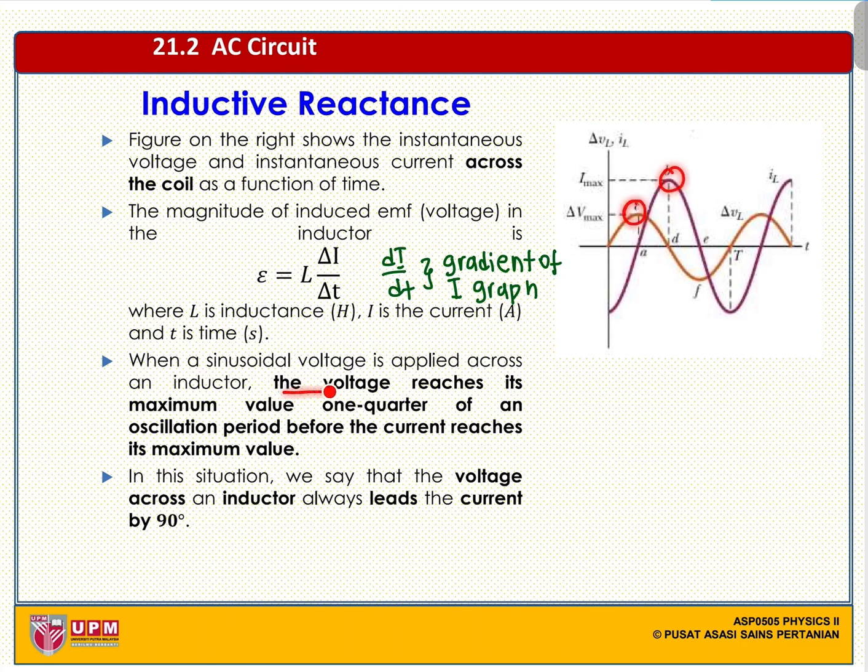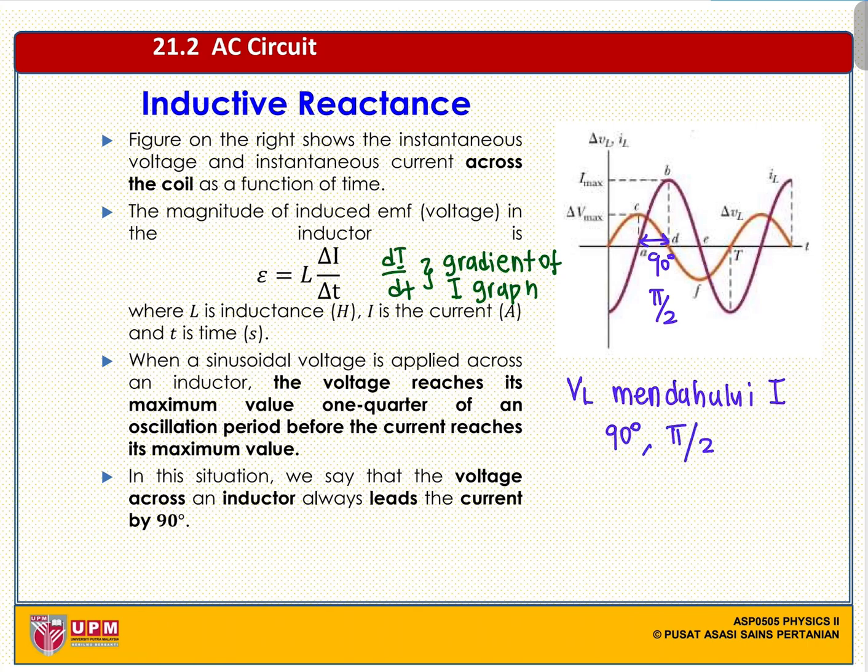So it says that the voltage reach its maximum value 1/4 of the oscillation period before the current reach its maximum. VL dulu sampai maksimum, barulah I. So kita katakan V across the inductor lead, mendahului current. Kat sini dia mendahului current sejauh 90 degree ataupun pi over 2.